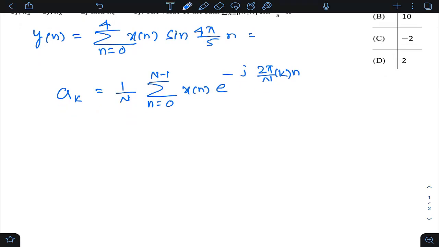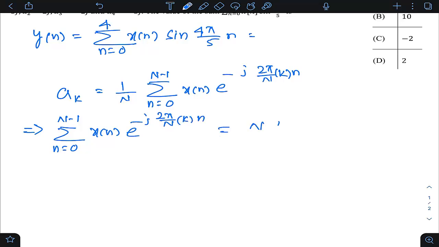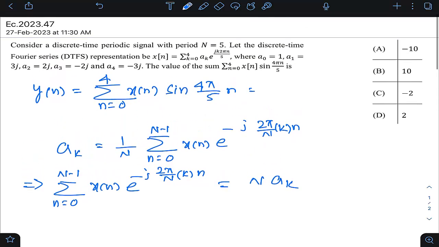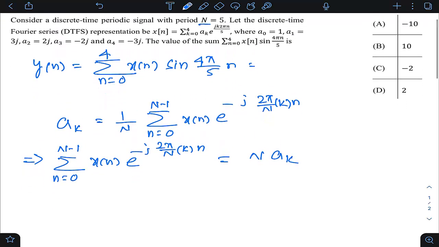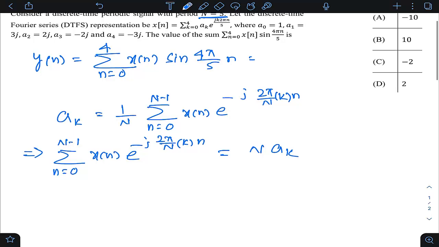So from this relation, I can see that the summation n from 0 to N minus 1 of x[n] into e raised to power minus j 2 pi by N k n is nothing but N into a_k. But in this problem, N is 5. So N minus 1, 5 minus 1, is 4.